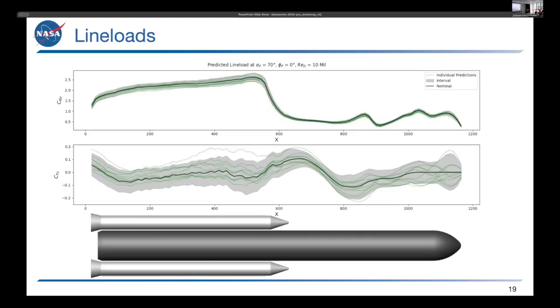But as I mentioned, we are really concerned about the spatial characteristics, the underlying spatial coherence. And so these are the line loads. For those who aren't familiar, line loads are pretty much you take the forces on different slices of the vehicle and you add them all up and you can plot them as a function of x. So we have the normal force on the top and then side force on the bottom. The solid black line is our nominal prediction from this model. The gray box is a 90% interval still. And then the green lines are random individual predictions.